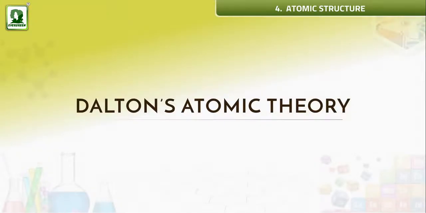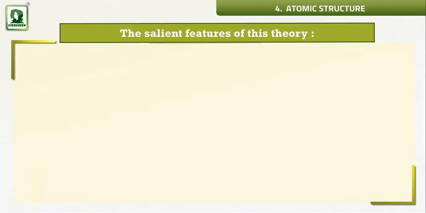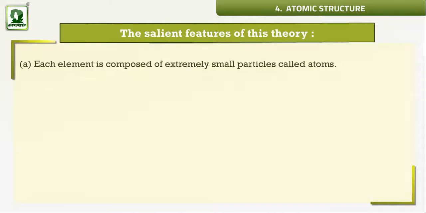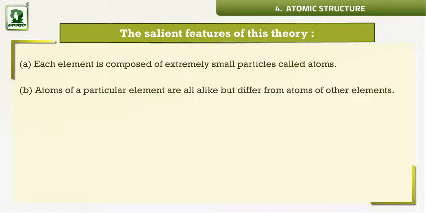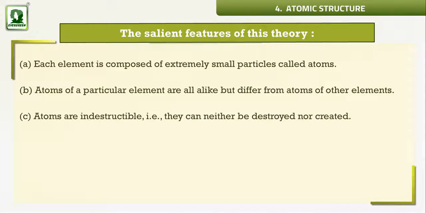Dalton's atomic theory. The salient features of this theory: Each element is composed of extremely small particles called atoms. Atoms of a particular element are all alike, but they differ from atoms of other elements. Atoms are indestructible, that is, they can neither be destroyed nor created.